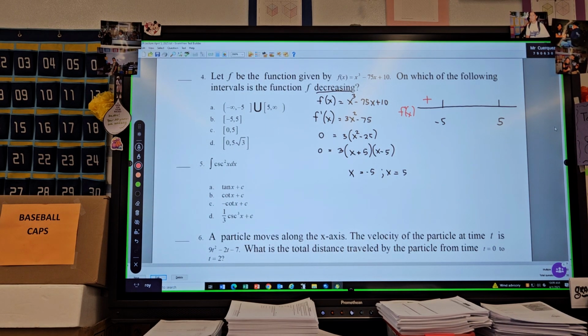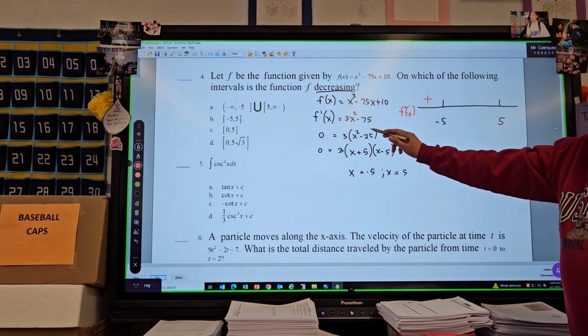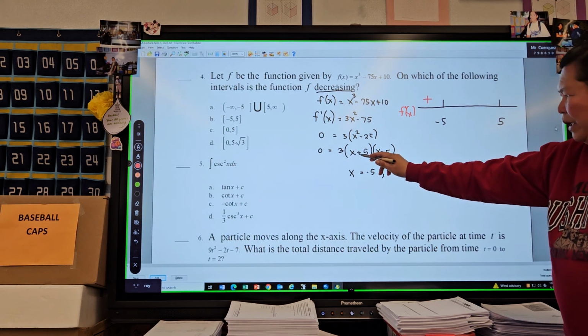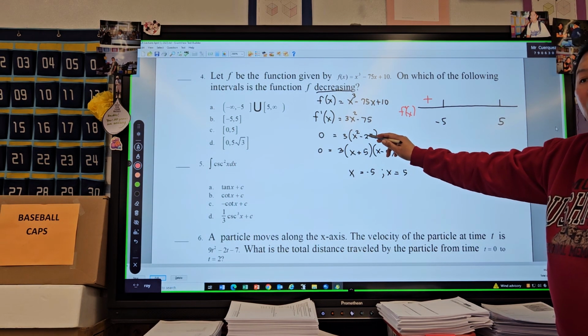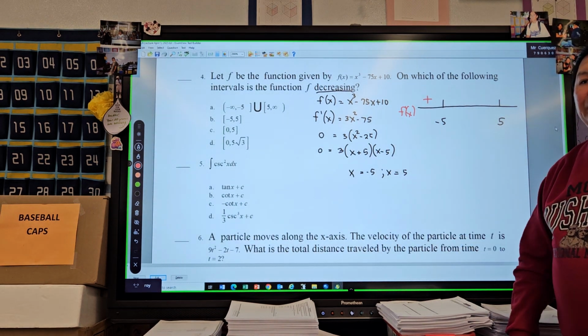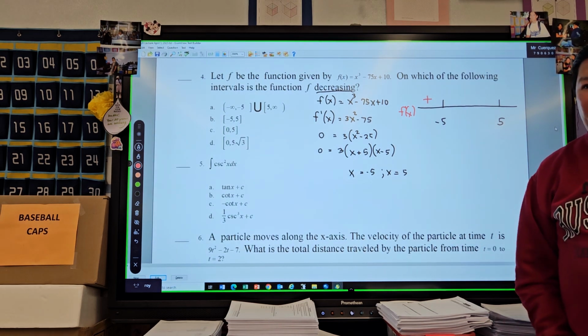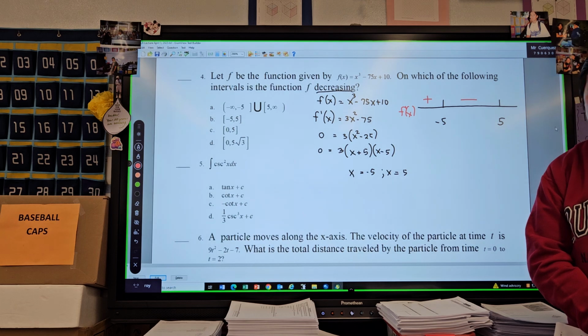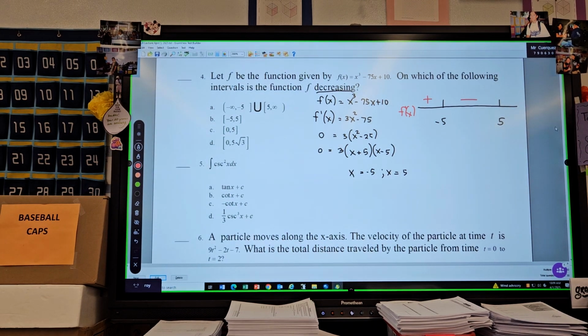Okay. What about in between negative 5 to 5? Can you choose any number? If you choose 1, 1 squared is positive 1, right? Then minus 25. So what sign prevails right here? Negative. And then times 3, still negative. So this is negative right here. Do you get me?